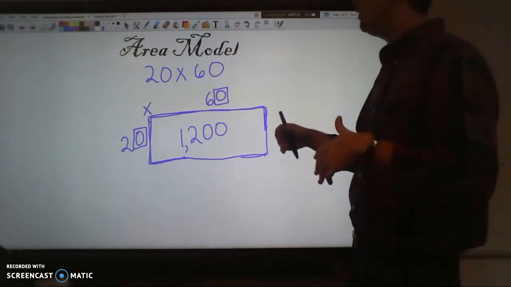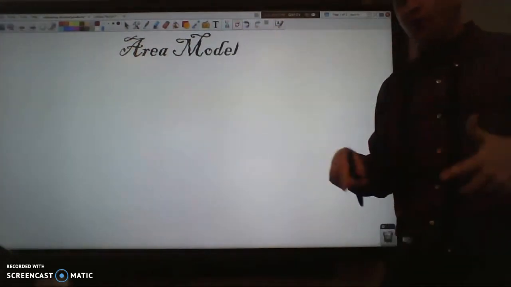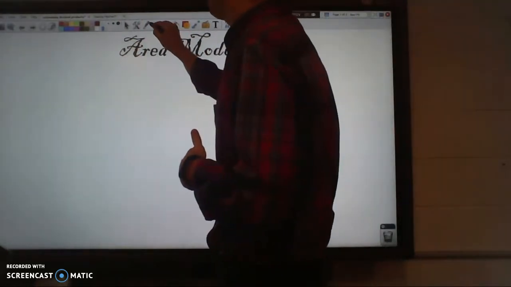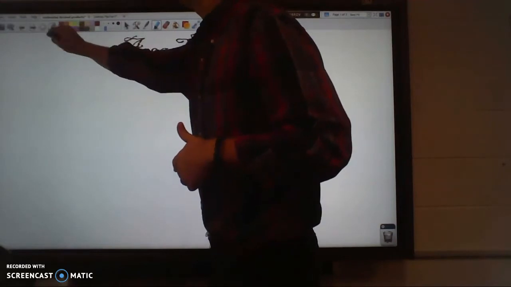Okay, let's do another one together. And then I promise you'll get to do some more on your own on Edpuzzle. Okay, so here is our next one. I'm going to change colors here. Go to blue this time.